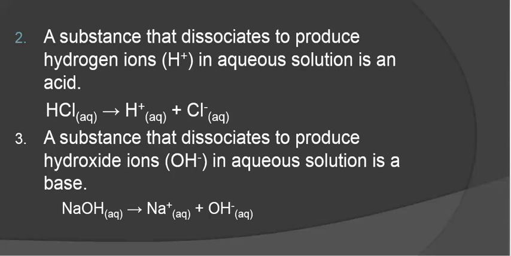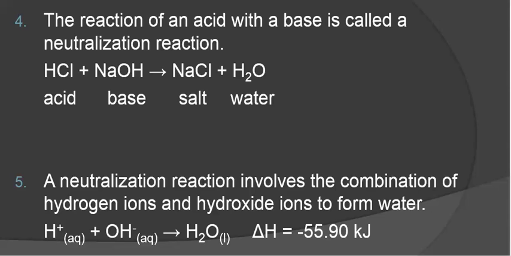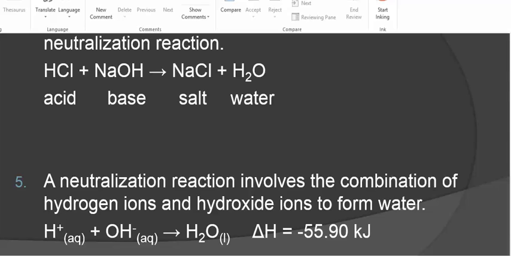In the Arrhenius theory, a substance that produces hydrogen ions is called an acid, so HCl is an acid, and a substance that produces hydroxide ions is a base, so NaOH is a base. When you react an acid with a base, you get a salt and water. So this is a neutralization reaction in the Arrhenius theory.